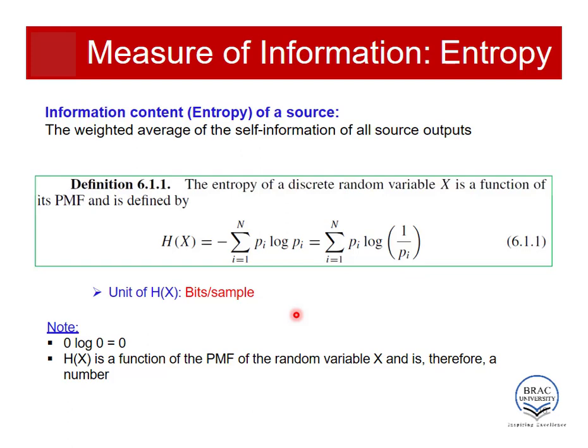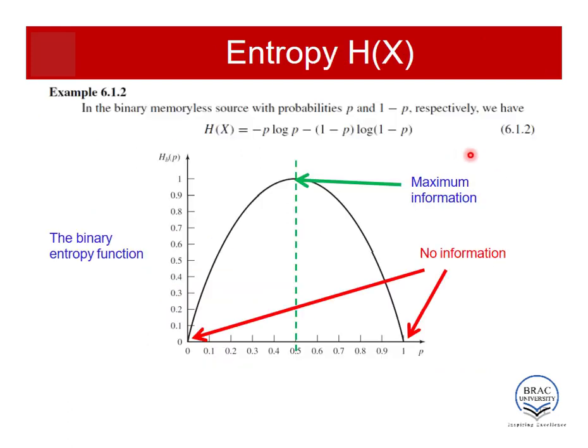Then moving on, let's consider a binary memoryless source with probabilities p and 1 minus p. Let's say we have an experiment that has only 2 outcomes. Any experiment you do, if there are multiple outcomes, then the probability of all the outcomes must sum to 1. So if I am considering a binary source, there are only 2 outcomes, and the sum of the probabilities of the 2 outcomes is always 1.